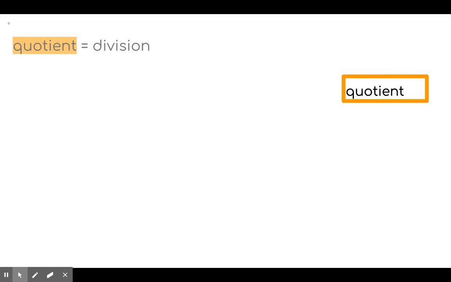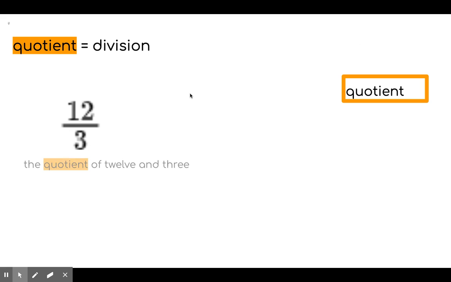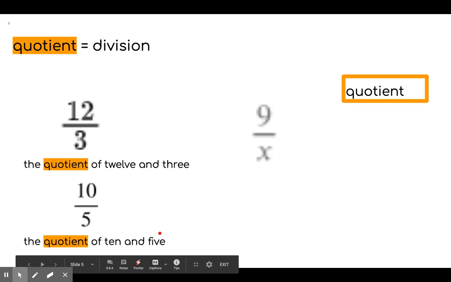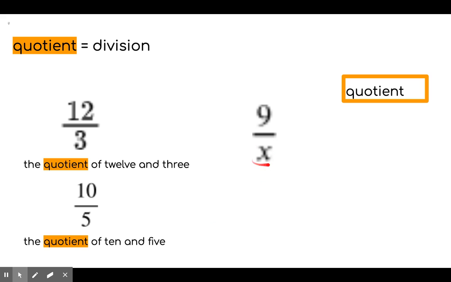Quotient means division. Division, vamos a dividir. So here I have 12 divided by 3. It is the quotient of 12 and 3. Quotient. Here 10 divided by 5 is the quotient of 10 and 5. Now here's that x. What is the value of x? We don't know. It can change. It can be any value. The quotient of 9 and a number.